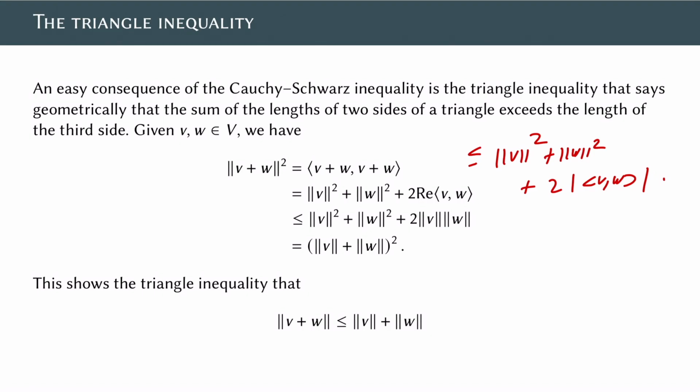Now by the Cauchy-Schwarz inequality, we get the next step. The absolute value of the inner product ⟨v, w⟩ is less than or equal to norm v times norm w. And now we can just complete the square. You get norm v plus norm w, the whole squared. Taking square roots, we immediately get that the norm of v plus w is less than or equal to norm v plus norm w, which is the triangle inequality.